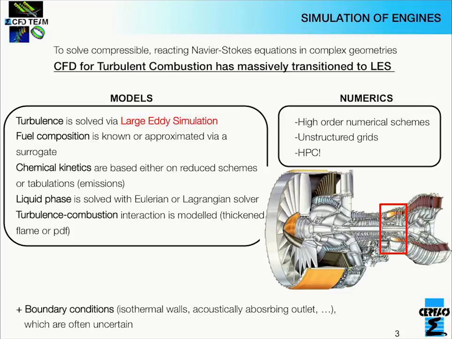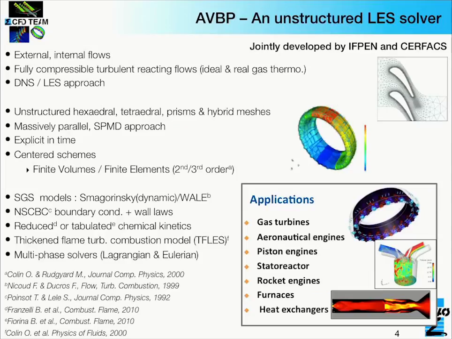First of all, we need a code. So what I will show you is performed with the code AVBP, which is a code developed at CERFACS with IFP Energies Nouvelles in France. So it has all these particular features. It computes external and internal flows. It's fully compressible because, as you will see, we are interested in the acoustic behavior of burners. It uses DNS, but mostly LES approach. So again, on the numerical parts, we use unstructured hexahedral or tetrahedral grids or even hybrid meshes. It's massively parallel. It's explicit in time. It uses second and third order finite difference and finite volume schemes.